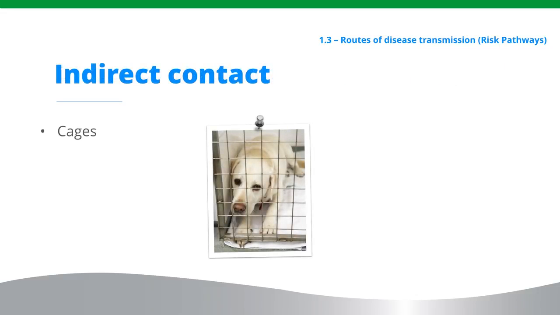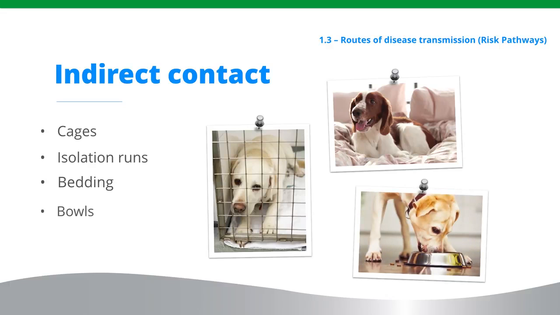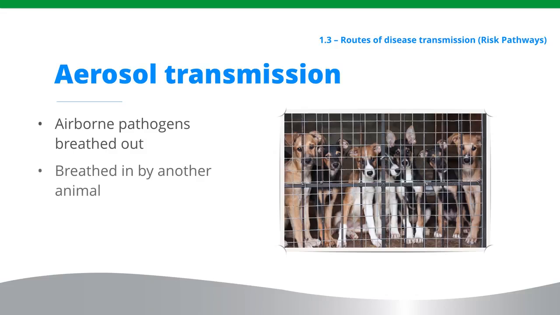The cages or isolation runs into which a recovering animal is placed and its bedding may have traces of pathogenic material. Food and water bowls can be a distinct risk if inadequately cleaned between uses. A pathogen such as Bordetella bronchoseptica, which causes kennel cough, is passed on air currents in the breath of an infected dog. Once in the environment, it can be inhaled by another dog and so passed on.